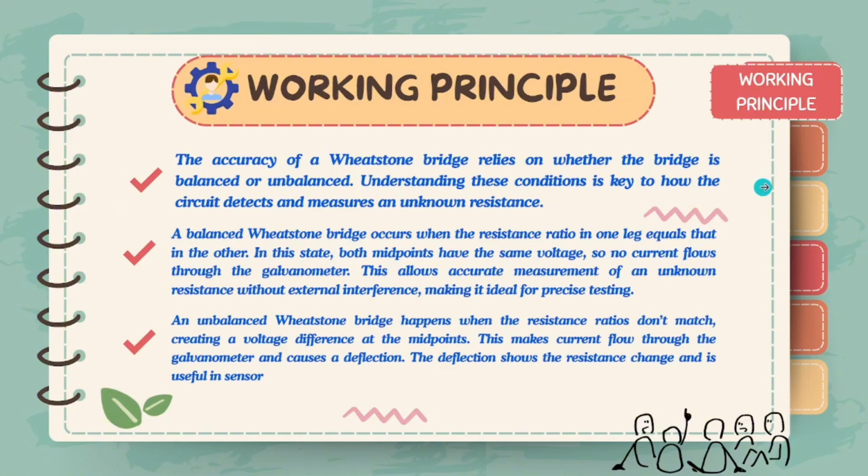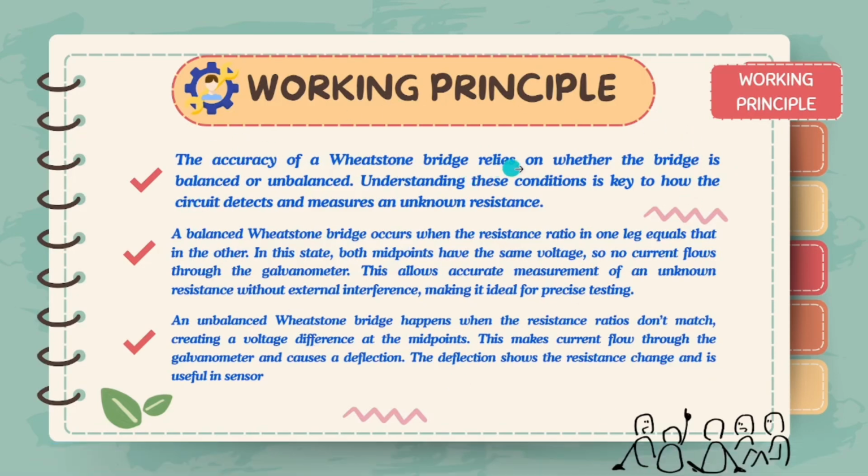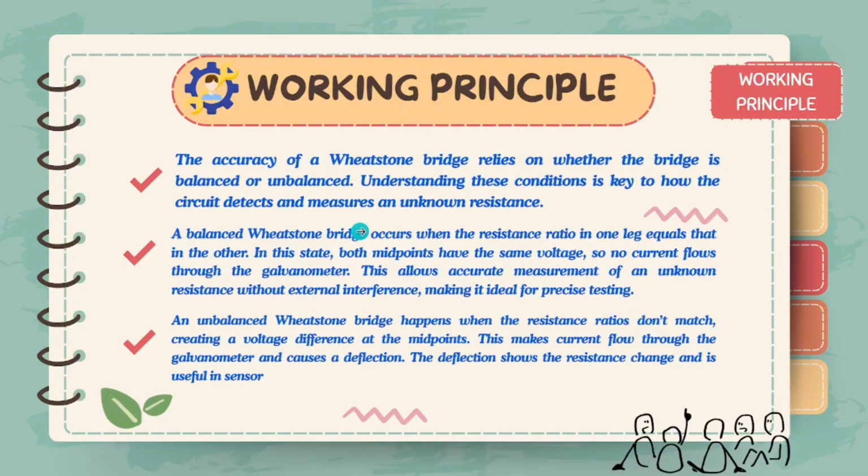We're going to explain the working principle of this. The accuracy of the Wheatstone bridge relies on whether it is balanced or unbalanced. We have two types, balanced and unbalanced. A balanced bridge occurs when the ratio is equal to one. The unbalanced Wheatstone bridge happens when the resistance ratios don't match, creating a voltage difference. So we have explained unbalanced and balanced Wheatstone bridges, where the resistance ratio in one leg equals that in the other.